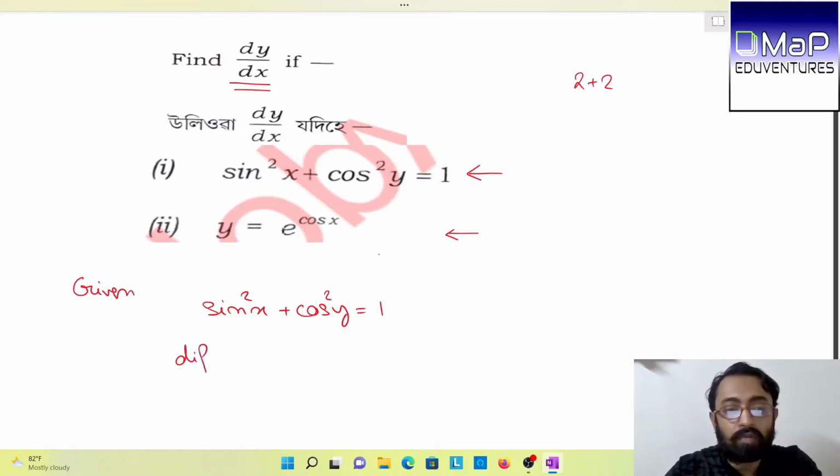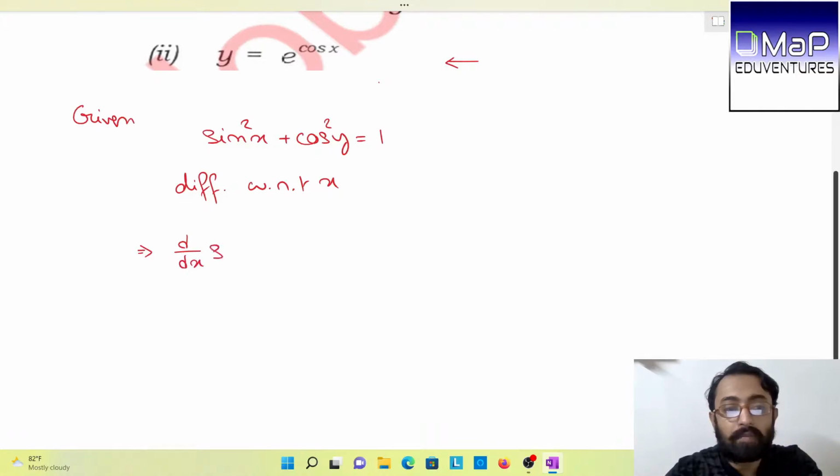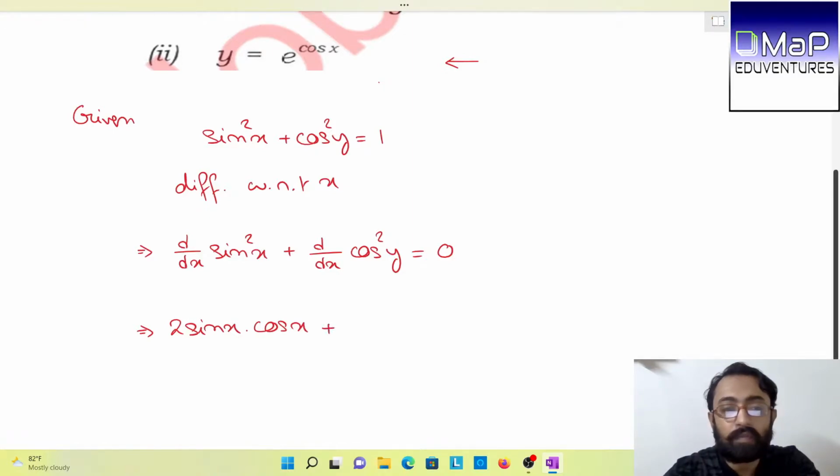Okay, differentiating with respect to x. That means d/dx of sin square x, and d/dx of cos square y, and right hand side 0. So here we will get 2 times sin x into cos x, plus 2 times cos y into minus sin y into dy by dx.